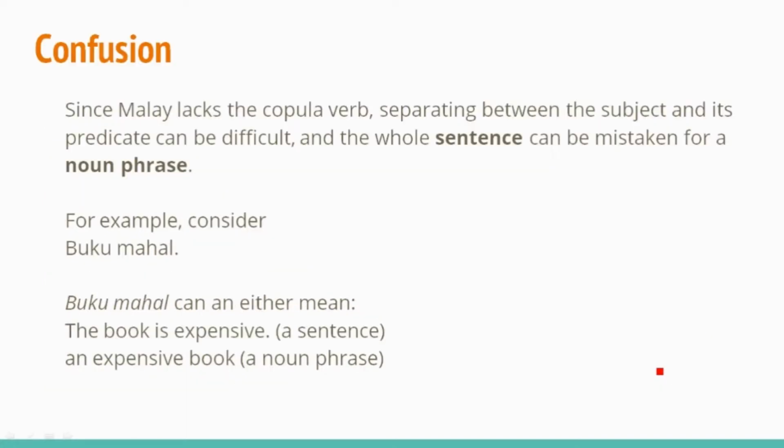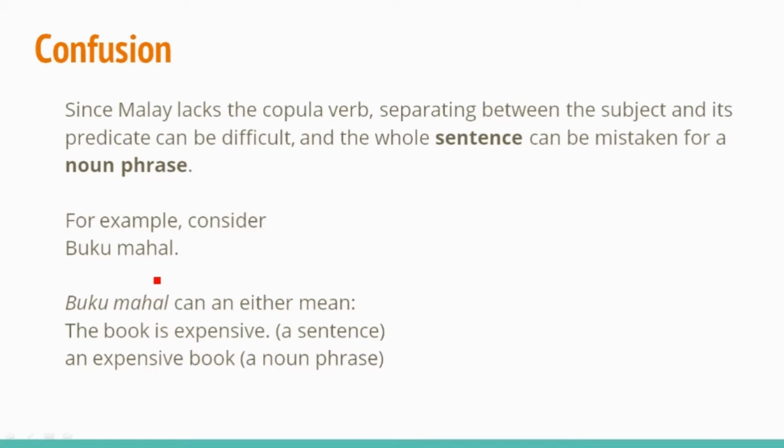Since Malay lacks the copular verb, separating between the subject and its predicate can be difficult, and the whole sentence can sometimes be mistaken for a noun phrase. For example, consider the sentence that we saw just now. Buku mahal. Buku mahal can either mean, first, the book is expensive, which is a sentence. However, it can also become a noun phrase, meaning an expensive book. Buku mahal. Book which is expensive.